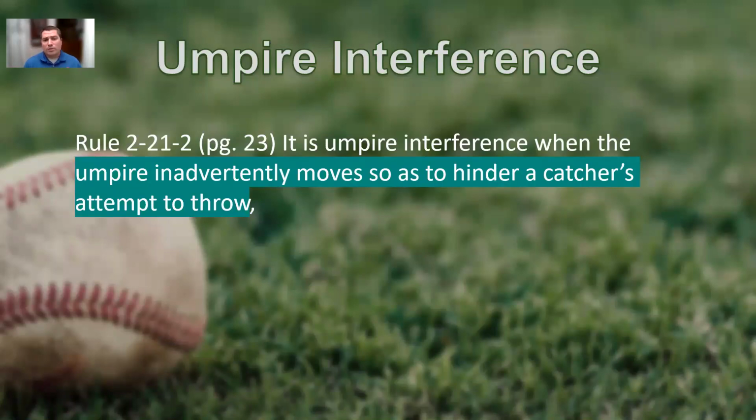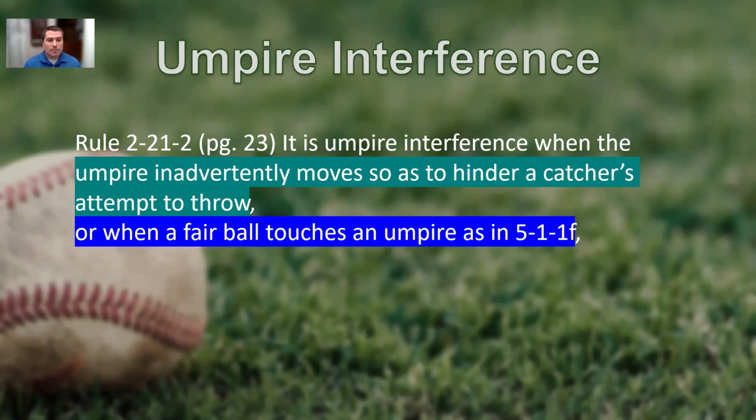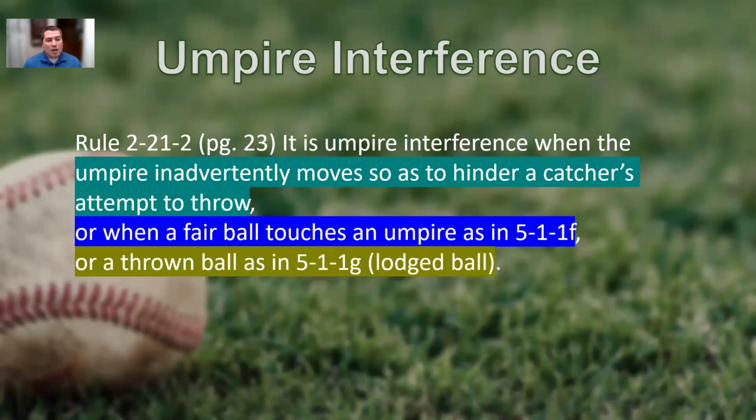First, the umpire inadvertently moves so as to hinder a catcher's attempt to throw. Two, when a fair ball touches an umpire, as in 511F. We'll talk about that in a second. Or three, a thrown ball, as in 511G. And this thrown ball is talking about it lodging into an umpire's uniform.